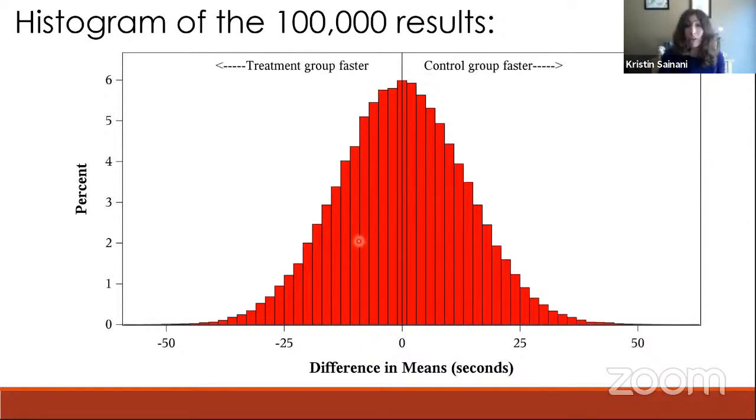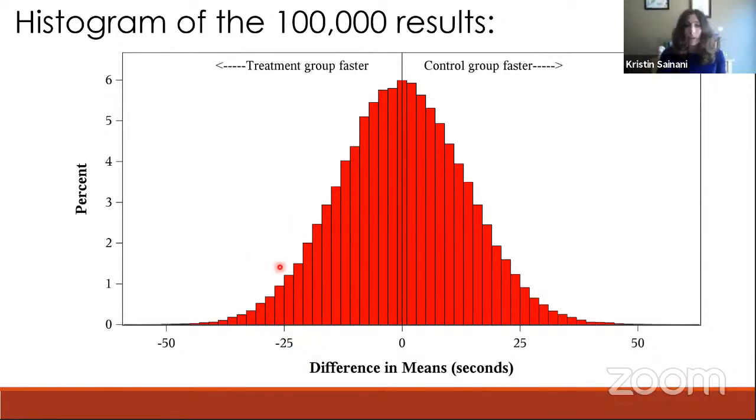However, you'll notice that just by chance, sometimes I got differences as big as 25 seconds between the groups, 30 seconds, even 50-second differences between the groups. These are arising just due to chance fluctuation. And remember, in my cherry juice trial, I got a difference of 20 seconds between the groups. Well, actually, that's not that hard. That can happen just by chance fluctuation pretty easily.